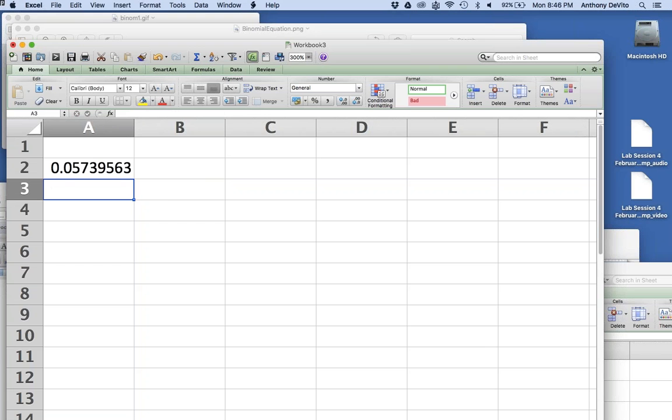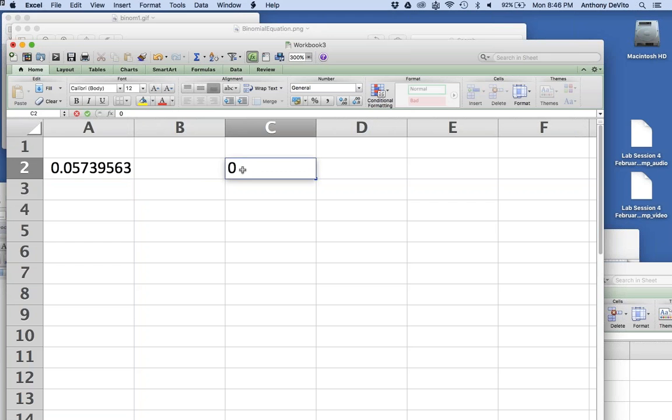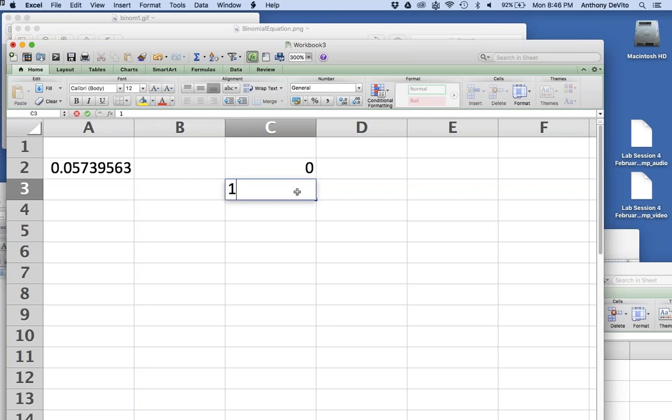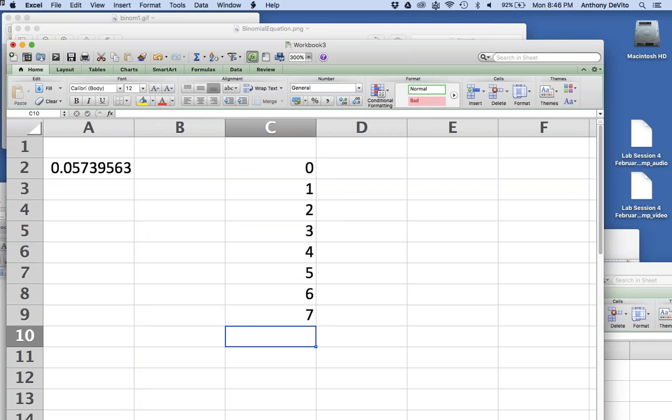Why is it less than 6%? Because we wouldn't expect to get 3 out of 10 very often, right? So I'm going to do something interesting here. I'm going to put in all the outcomes here. What are all the outcomes? It could be 0, and it could be 1, 2, 3, 4, 5, 6, 7, 8, 9, and 10 out of 10.